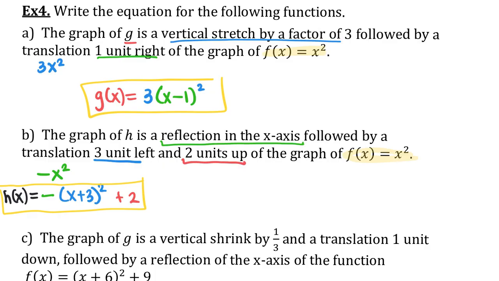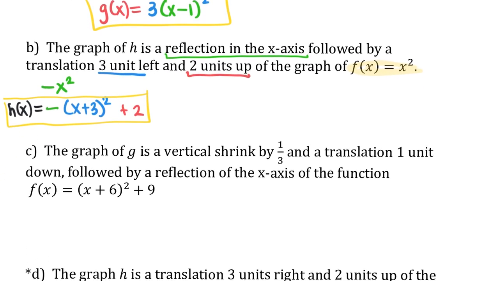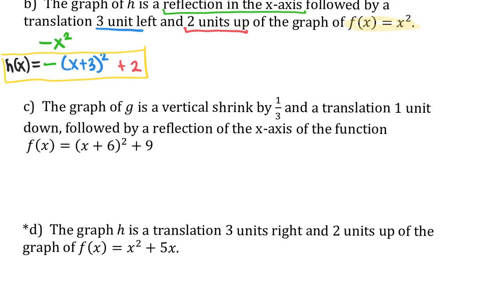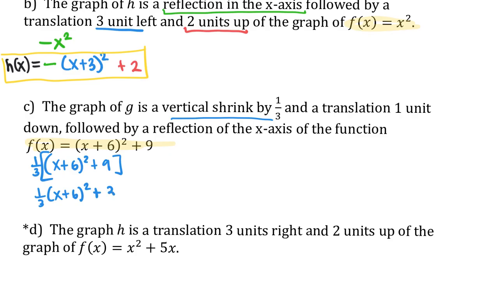Now let's try C. Okay, the graph of g is a vertical shrink by 1/3 and a translation 1 unit down, followed by a reflection in the x-axis of this function. So let's start with this thing. Okay, start off with vertical shrink of 1/3. Ooh, okay, so I'm going to do 1/3 of this thing. Okay, 1/3. I don't distribute it because it's being squared, but 1/3 of 9 is 3.